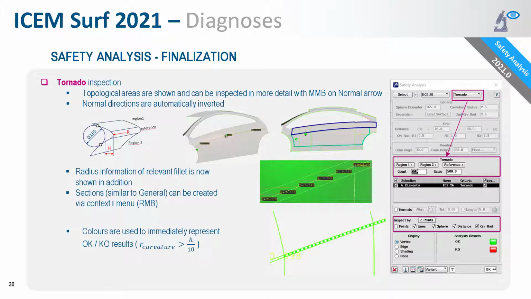The really helpful enhancement now is rather than giving you the numbers to determine yourself if they are okay or not, ICEMSurf now lets us know with a simple yes, no, okay or KO. Much simpler, no need for a calculator. And the last comment on safety analysis is we now support variants like in many other commands, another enhancement to make our lives easier and to save time.